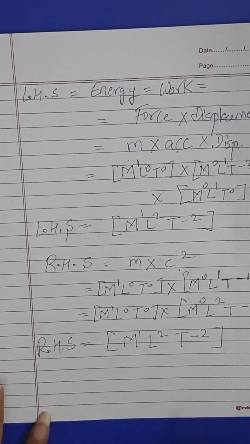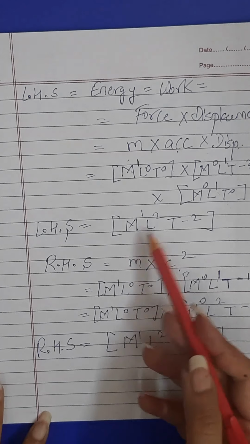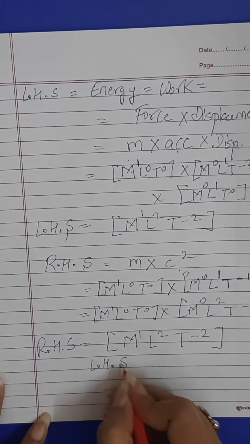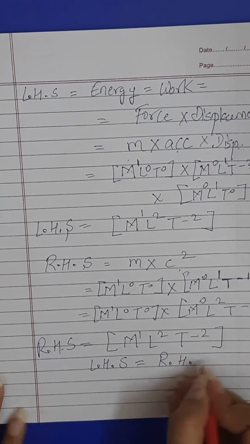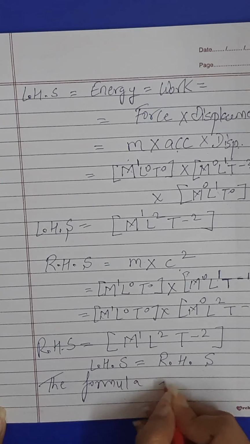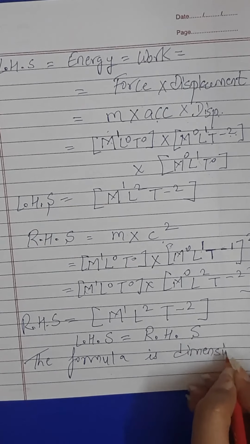Now you all can clearly see that from LHS and RHS, they both come out to be what? Equal. So we will write, since LHS equal to RHS, the formula is dimensionally correct.